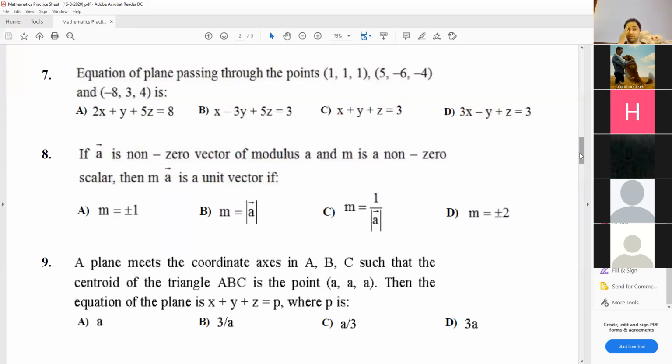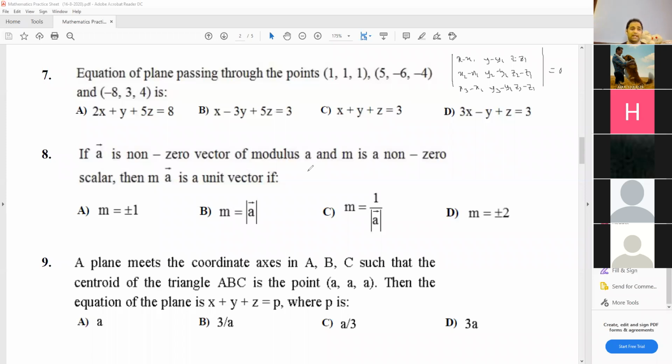Equation of a plane passing through 3 points. Again, a very standard question, right? What is the formula for this? Determinant: x minus x1, y minus y1, z minus z1; then x2 minus x1, y2 minus y1, z2 minus z1; and then x3 minus x1, y3 minus y1, and z3 minus z1. The determinant of this should be equal to 0. That will give you the answer directly.